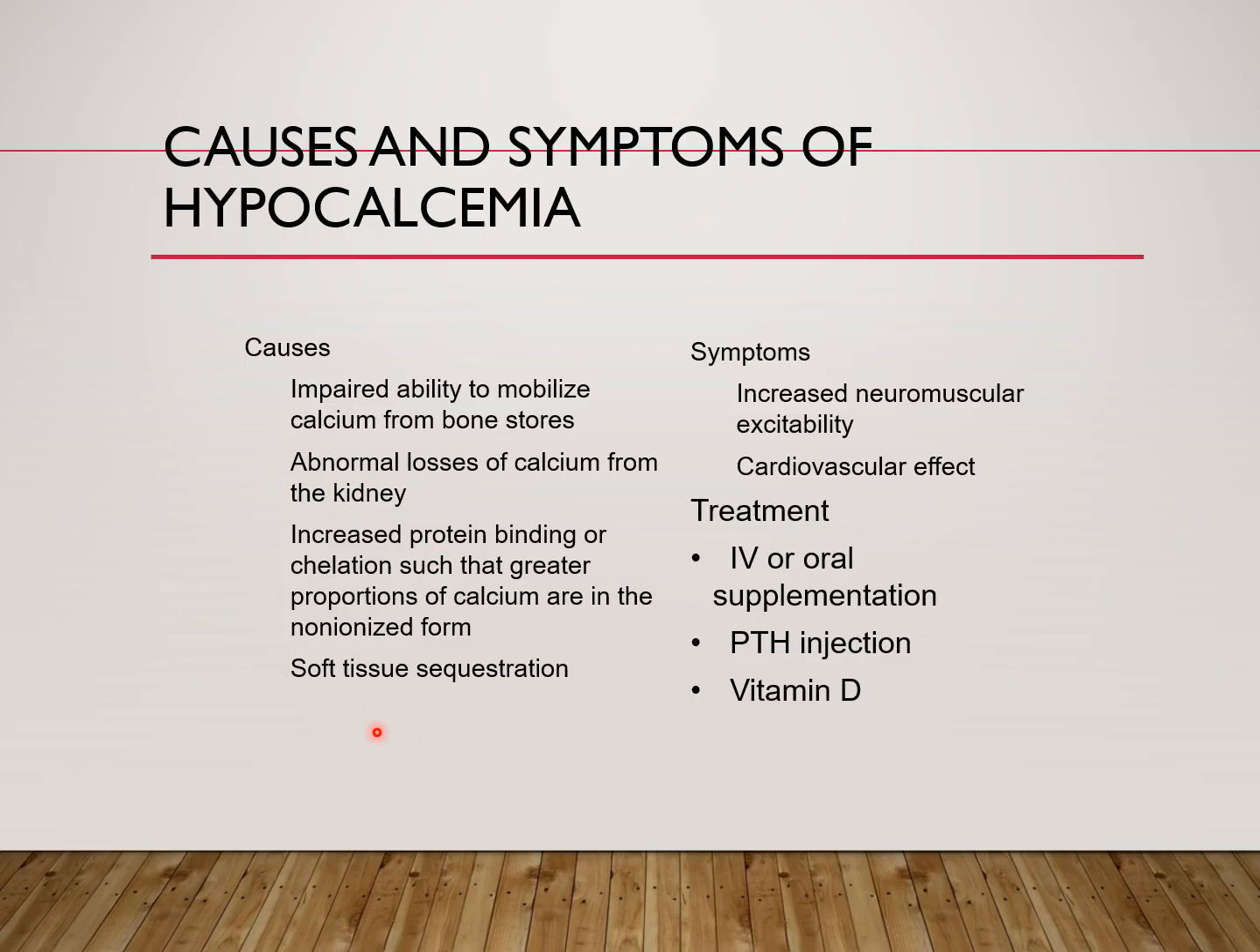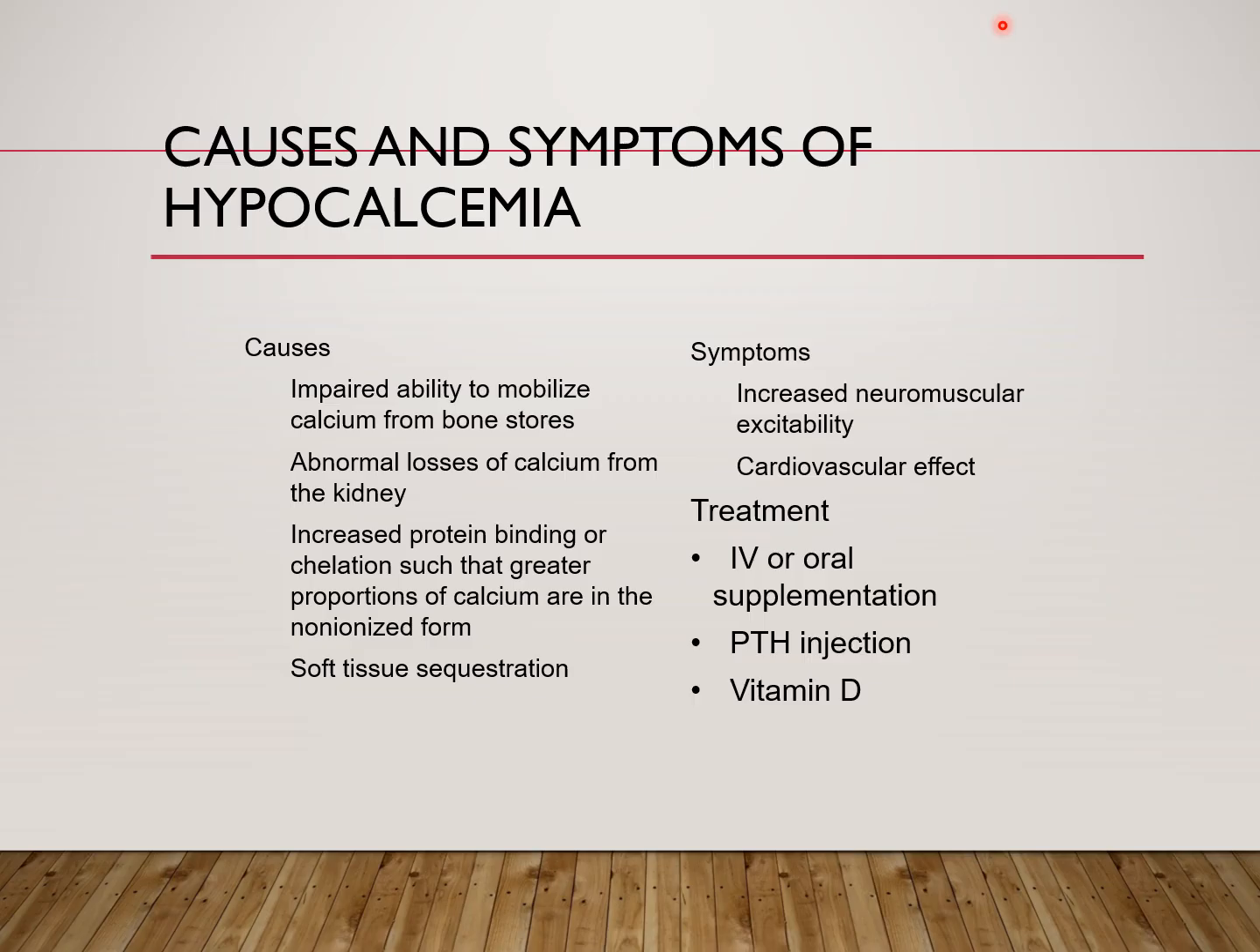It can also happen if there's increased protein binding or chelation of calcium, remembering that only the ionized form is available. So if we have more calcium that is normally ionized start to chelate or combine with things like protein or other items, and we lower that percentage of ionized calcium, that can lead to hypocalcemia. And also if we get maybe soft tissue sequestration, so an overall movement of calcium into the tissues rather than in the circulation.